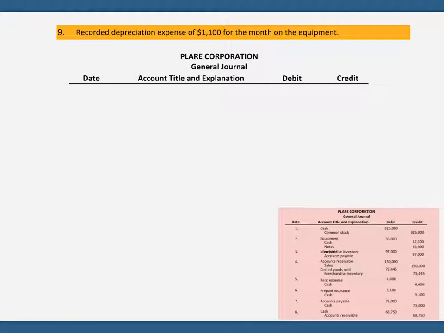Number 9, our final transaction. The company recorded depreciation expense of $1,100 for the month on equipment. So, when we record depreciation, the debited account is depreciation expense, and we credit accumulated depreciation. And accumulated depreciation, as a review, is a contra asset account. So if you debit accumulated depreciation, you're actually decreasing the account. You have to credit it to increase it. And basically what that means, a contra asset account, is it decreases our total assets.